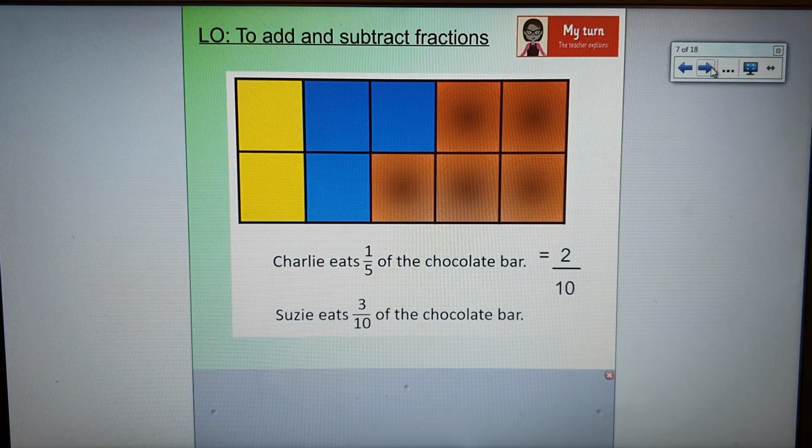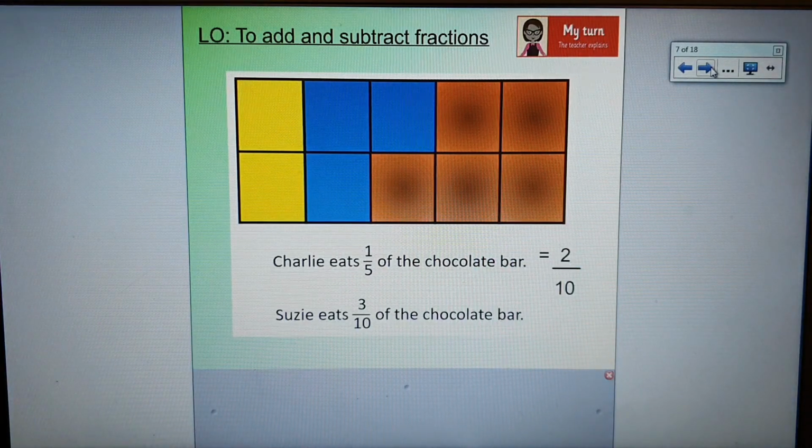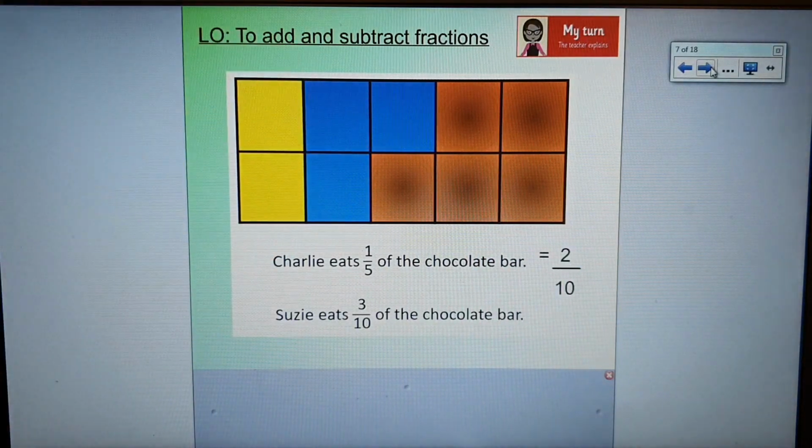So now we're going to put Susie's part of the chocolate bar onto our image. So Susie eats 3/10 of the chocolate bar. By having that equivalent fraction earlier, that helps us to think about the part that Charlie had and the part that Susie had. So between the two of them, I wonder if you know how much they've eaten.